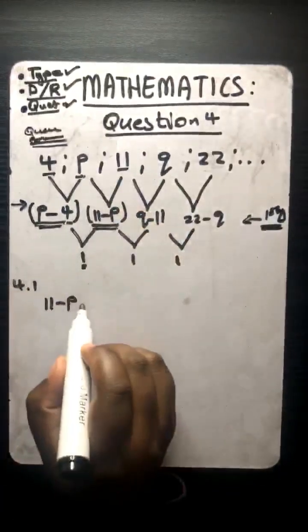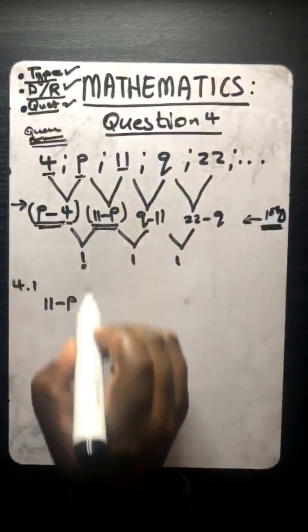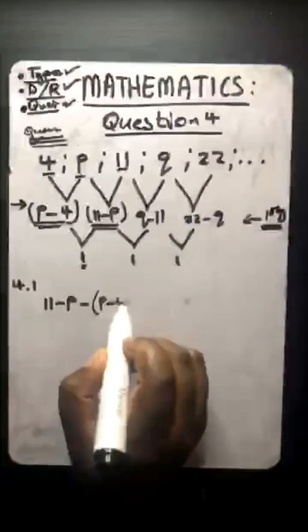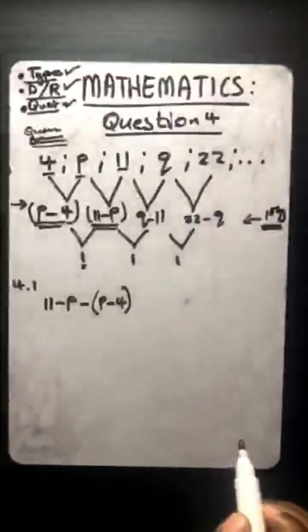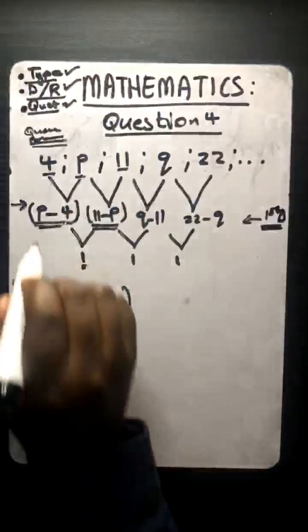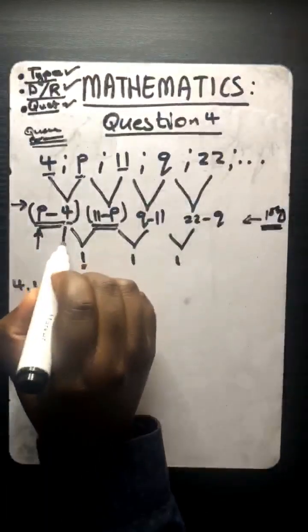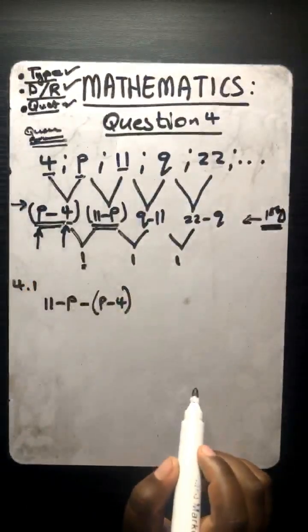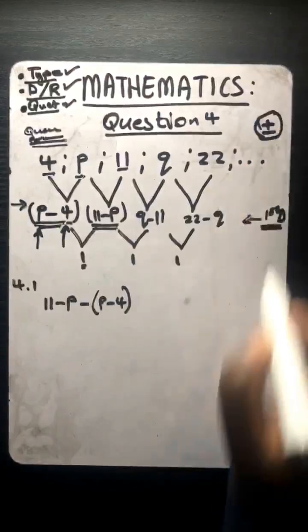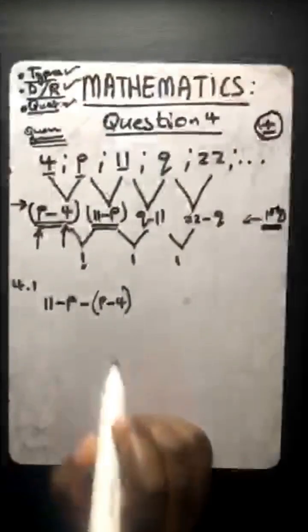So that's why I'm going to say this minus. Most importantly, you put it inside the brackets. Why do you put it inside the brackets? It's because it's more than one term. P is a term, 4 is a term. A term is separated by a plus or a minus sign. That is why you need to put it inside the brackets.